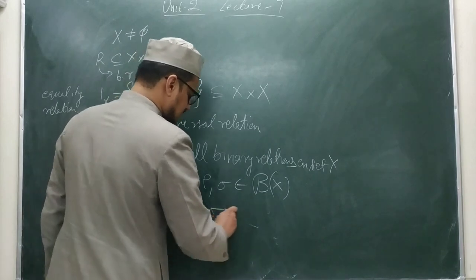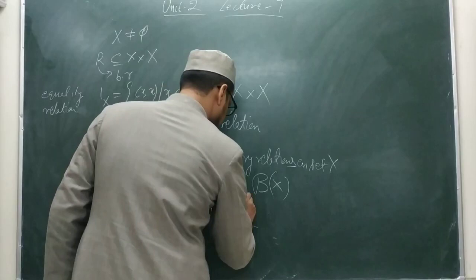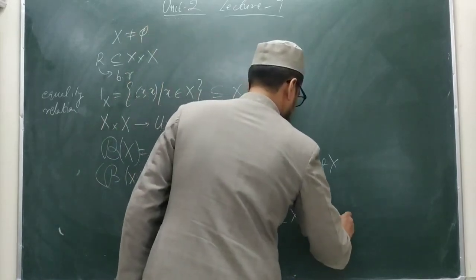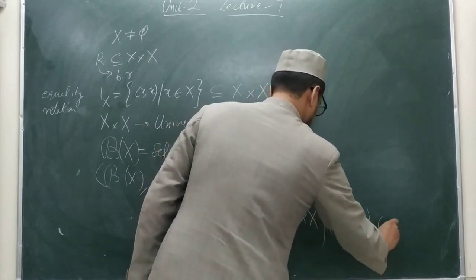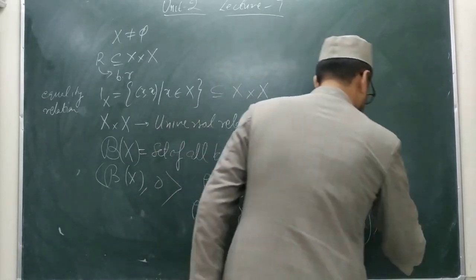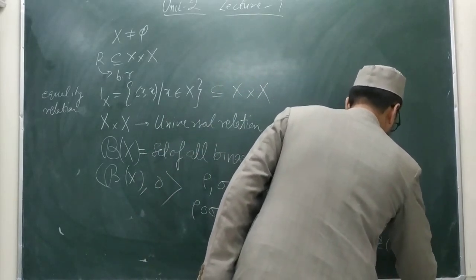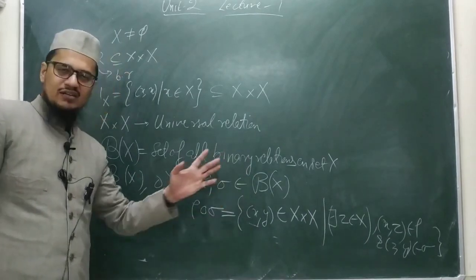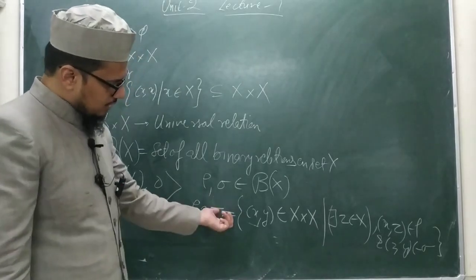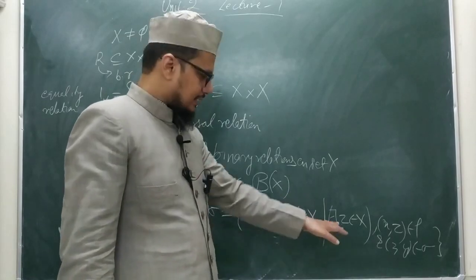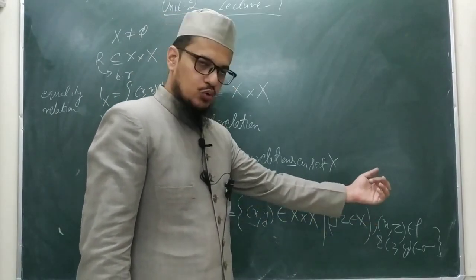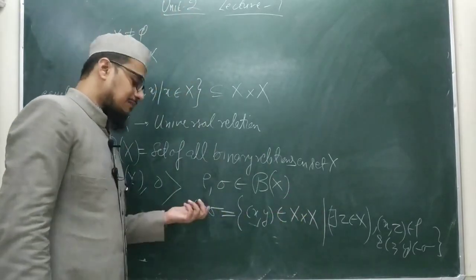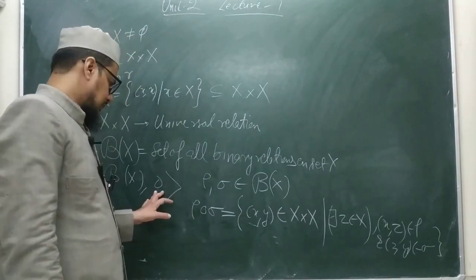Now we define the composition of these two relations as follows. See, how do we define the composition? Rho and sigma are binary relations, correct? Now we define the composition, that is rho composition sigma, equal to the set of (x, y) belonging to X cross X such that there exists z belonging to X such that (x, z) belongs to rho and (z, y) belongs to sigma.